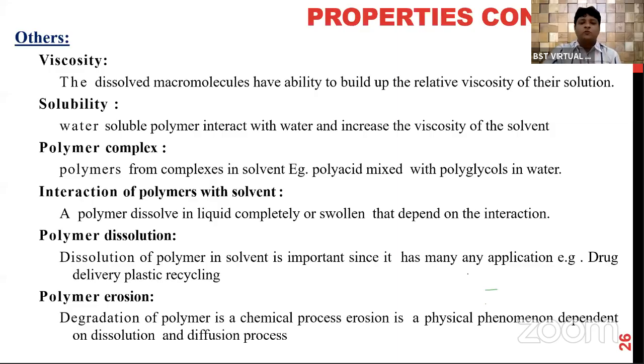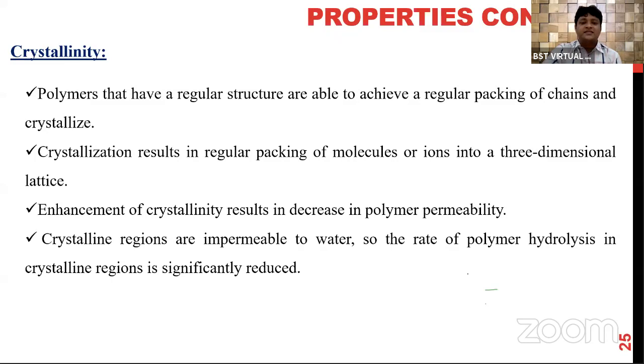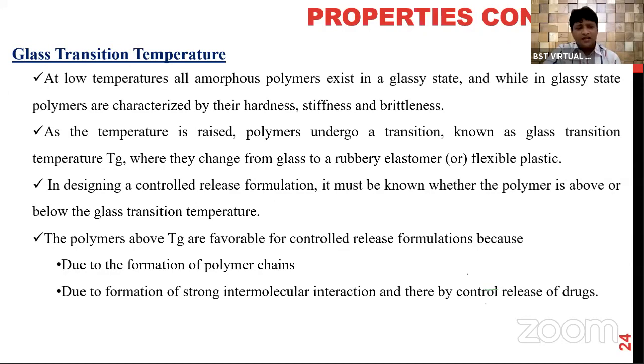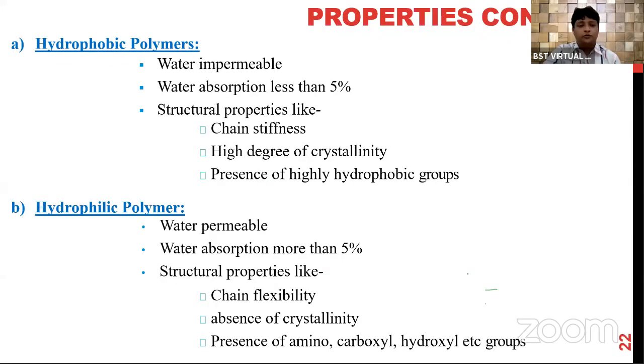So this is all about the properties of polymer that are mostly necessary for the selection of a dosage form. These are the major parameters or properties you have to observe, or study in detail, before selecting a polymer for our dosage form.